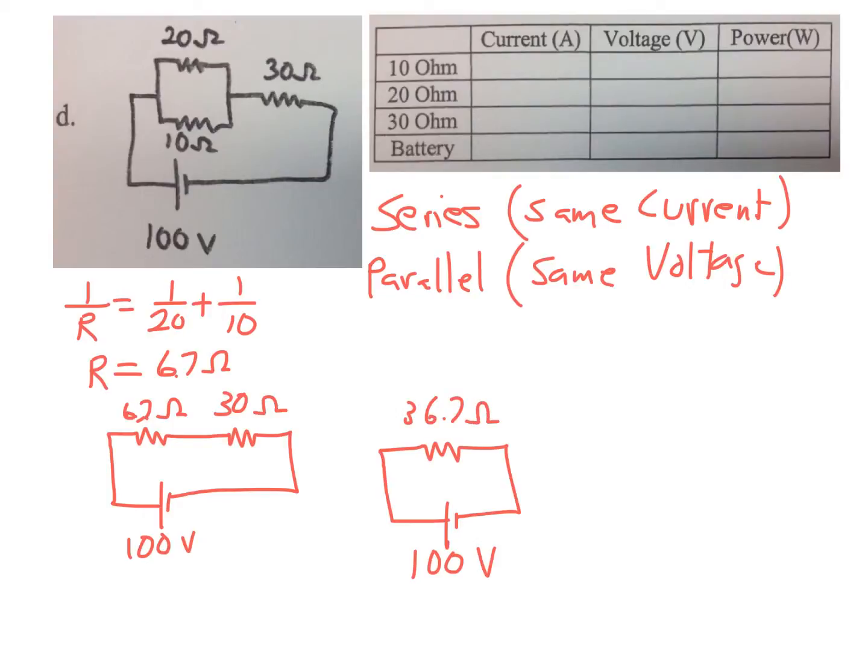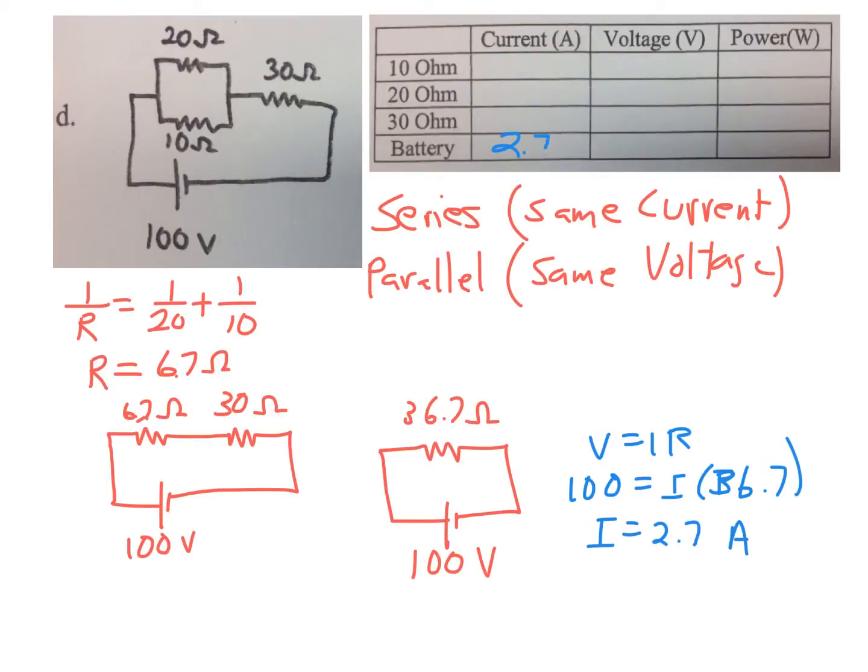From here on out, we're analyzing the simple diagrams that I just drew, starting with the simplest, applying Ohm's law, V equals IR, which is basically all we'll be doing for the next 3 or 4 minutes. We have 100 equals I times 36.7 ohms. The total current, rounded off to 2 sig figs, is 2.7 amps. That's my battery current. I'll fill that in the table: 2.7 amps. The battery is 100 volts. That's the flow right here.